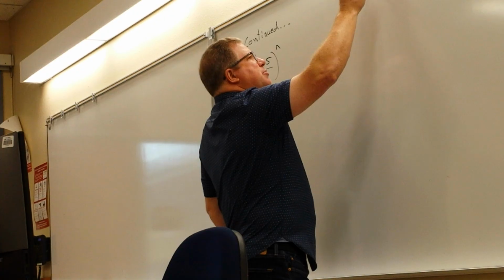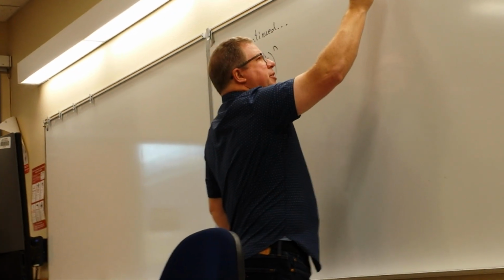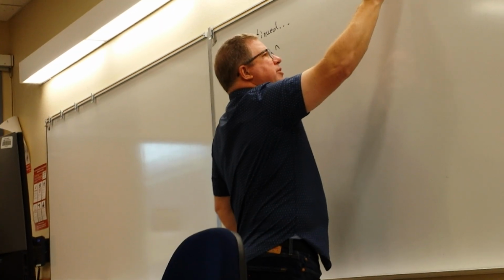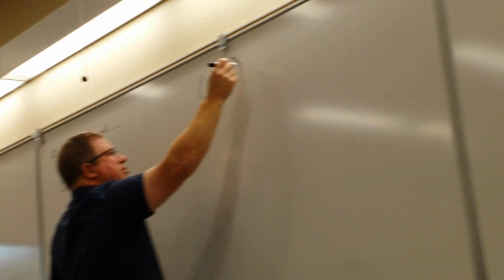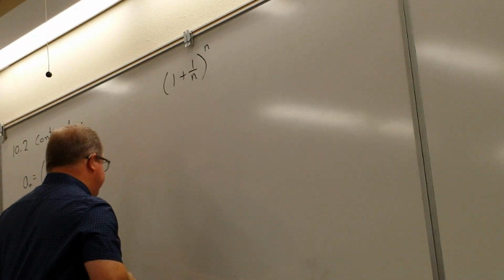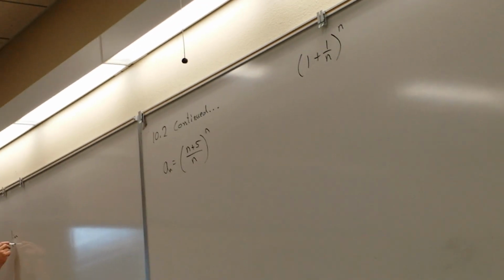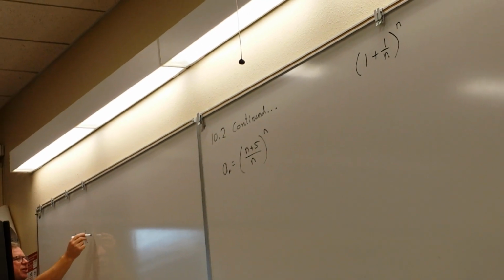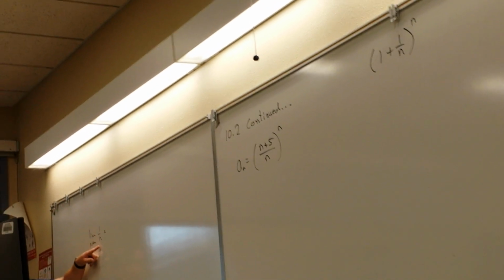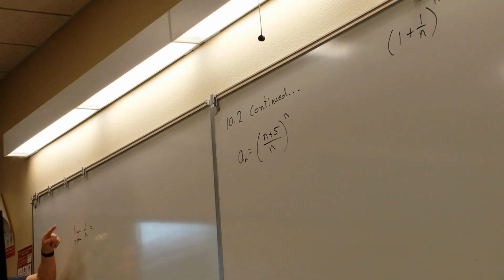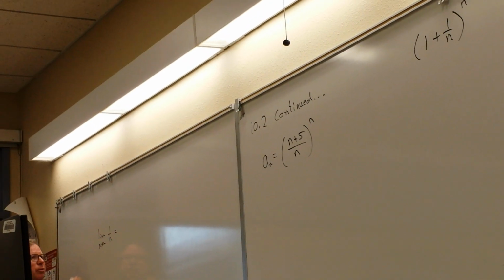Let's suppose we have the expression, sorry, 1 plus 1 over n raised to the nth power. Now, before we do that, what is the limit as n goes to infinity of 1 over n? What's that equal? 0. As the denominator goes to infinity, this gets infinitely small, correct? And that approaches 0.